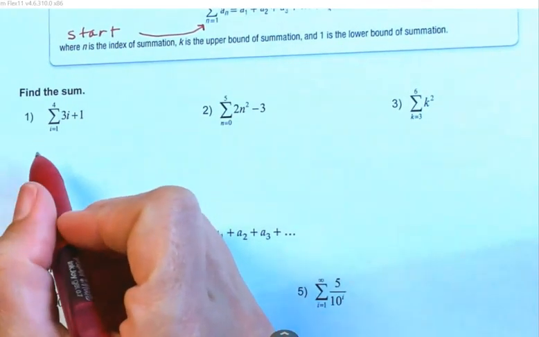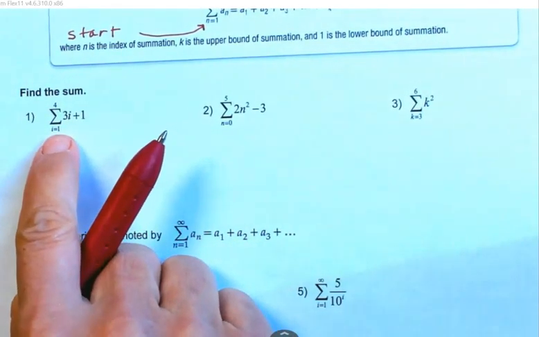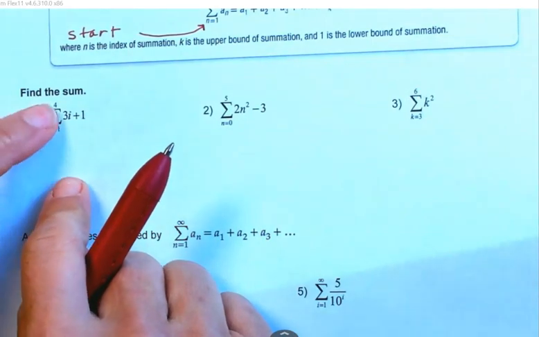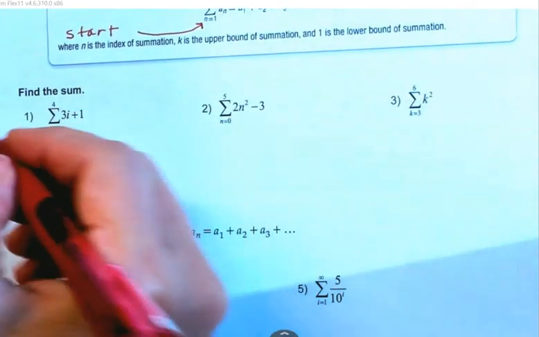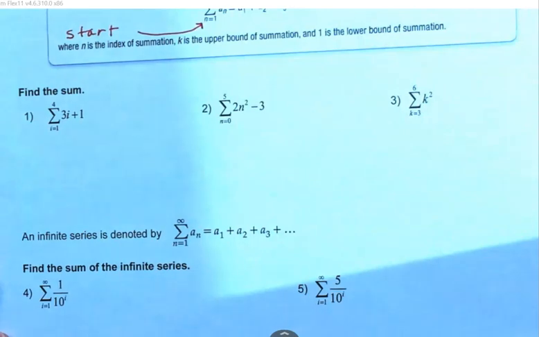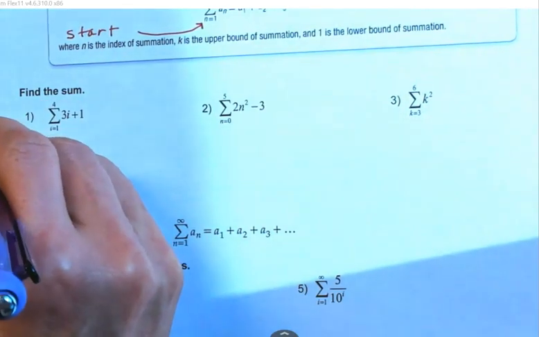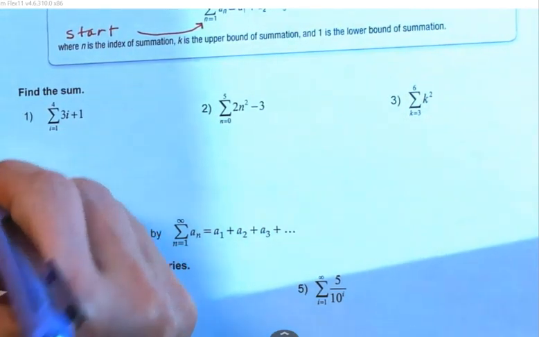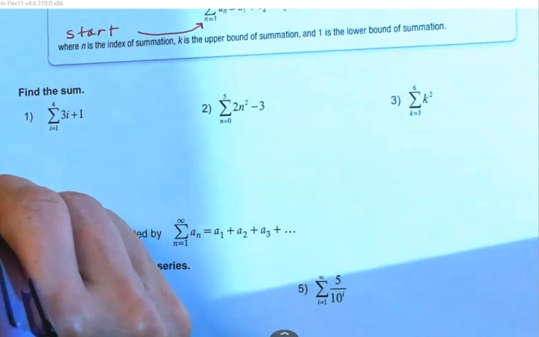Okay, find the sum. Where are we going to start? On the first term. Where are we going to add to? To the fourth term. So we're going to kind of have to write small. So let's write a sub 1, a sub 2, all the way down to where it tells me to stop, which is a sub 4.